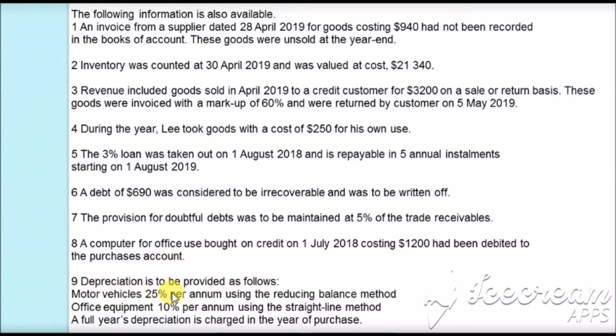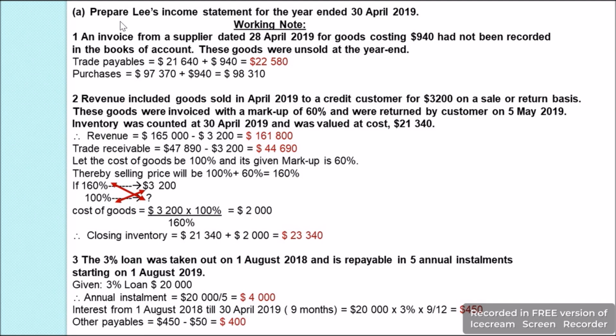Motor vehicle 25% per annum using the reducing balance method. Office equipment 10% per annum using the straight line method. A full year's depreciation is charged in the year of purchase. In part (a) of the question, we are asked to prepare Lee's income statement for the year ended 30th April 2019. So we will first analyze the information given in our working notes, then we will proceed and make the income statement.